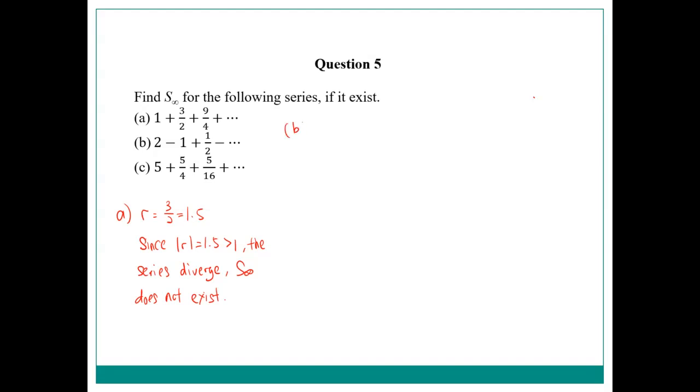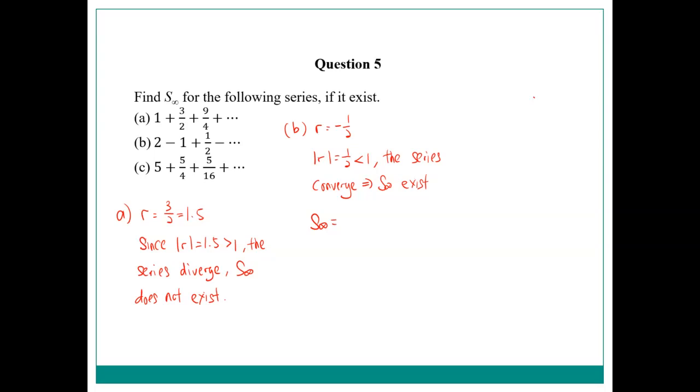Question B, can we find the common ratio? The common ratio is equal to negative 1 over 2, right? So modulus R is equal to half, which is less than 1. In this case, the series converges, right? So the series converging denotes that the sum to infinity exists. So if the sum to infinity exists, we must find the sum to infinity, right?